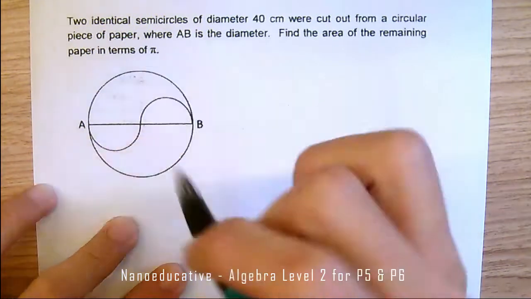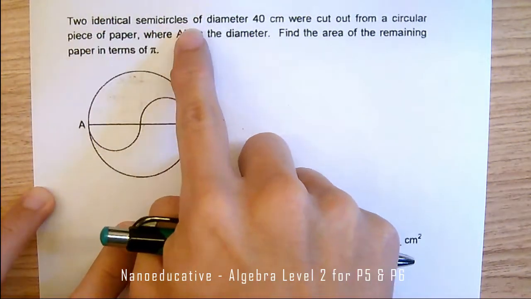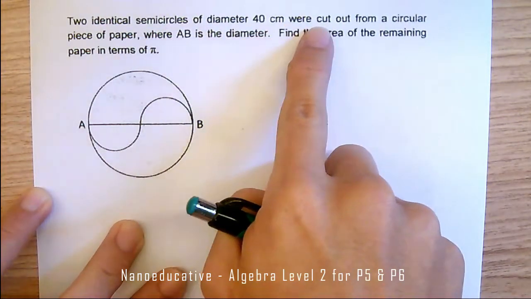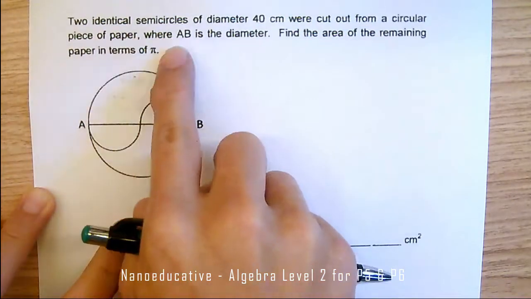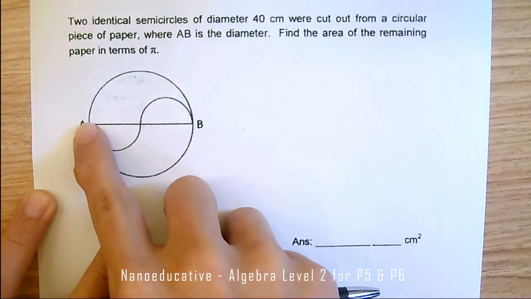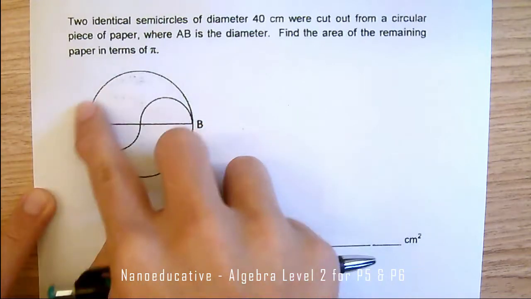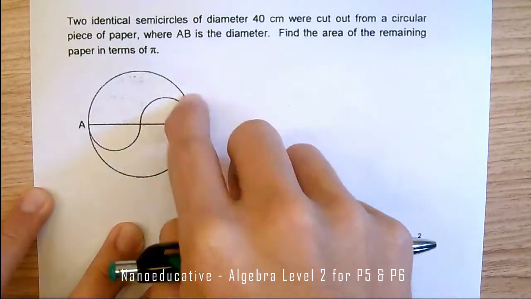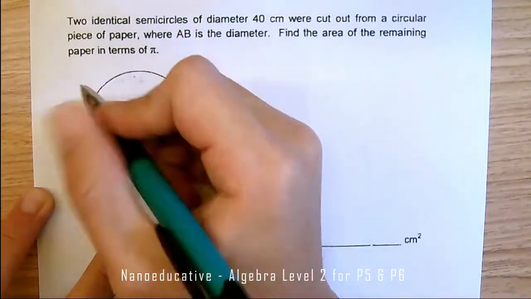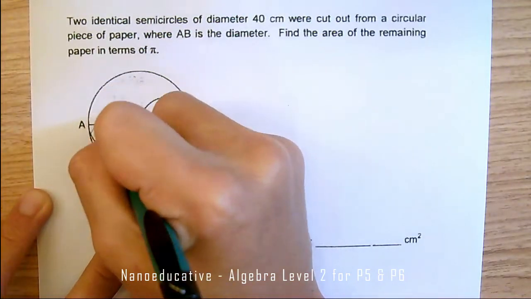This question is telling us that two identical semicircles of diameter 40 cm were cut from a circular piece of paper where AB is a diameter. So they're telling us that AB is the diameter of the circular piece of paper, and then from this circular piece of paper they cut out two identical semicircles. So shall we just shade the semicircles?